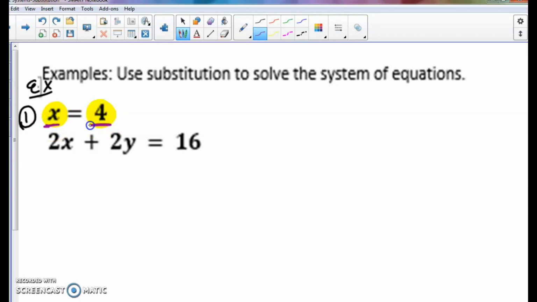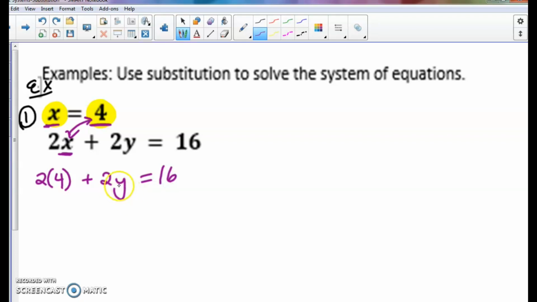Now step 2 says substitute the value into the other equation. So I'm going to now change this x and replace it with the 4. So replace or substitute the 4 into x in our second equation. So instead of saying 2 times x, it's now going to say 2 times 4. Because remember, side by side means they're being multiplied, so now it's going to be 2 times 4 plus 2y equals 16. Alright, now we're told to solve for the remaining variable.